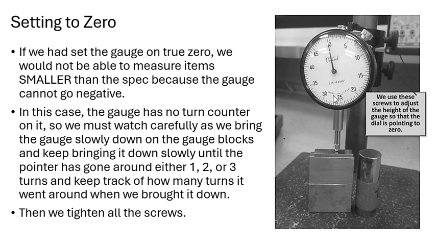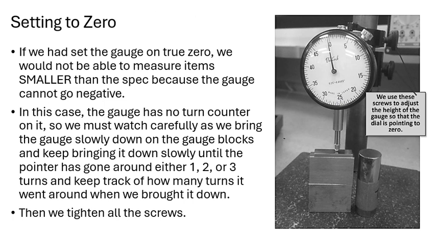If you set to true 0 without turning 1, 2, 3 turns, then we would not be able to measure an item smaller than the specification, because the gauge cannot go negative. It's just an instrument thing. I can show you here because the instrument is not in your hand, but when you are in the lab, I'm going to show you, and you'll understand why we use the plunger-in method, just so that we can use the dial gauge to measure items smaller than our specification.